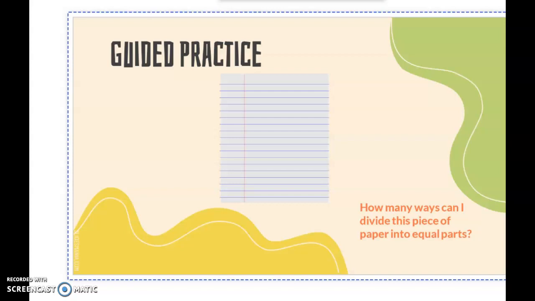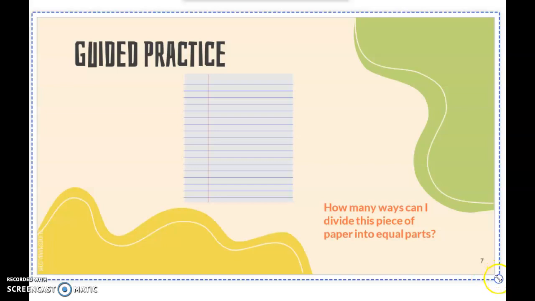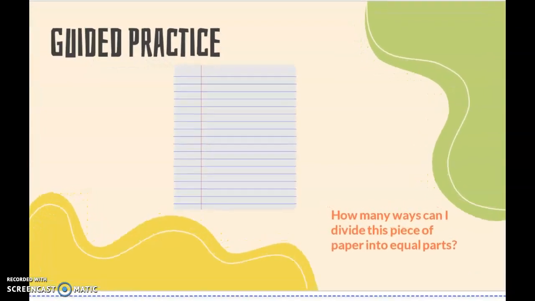Let's look at this sheet of paper, and we're going to use this for our guided practice for today. So the question says, how many ways can I divide this piece of paper into equal parts? So one way we know that we can divide it into equal parts is by half, and we can do it vertically or horizontally. I'm going to try to make it as even as possible. Oh, I messed up.